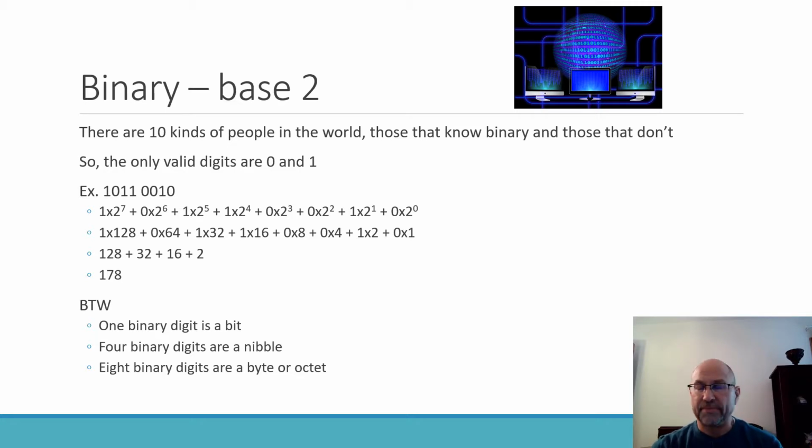Now here's just a quick hint for you. Anytime you've got a 0 in that 2 to the 0 spot, you're dealing with an even number. If there's a 1 there, it's going to be odd. Some other things that are good to know when we're talking about binary numbers. When we have 1 binary digit, that's 1 bit. When we have 4 digits, that's called a nibble. And when we have 8 binary digits, that's a byte or an octet.